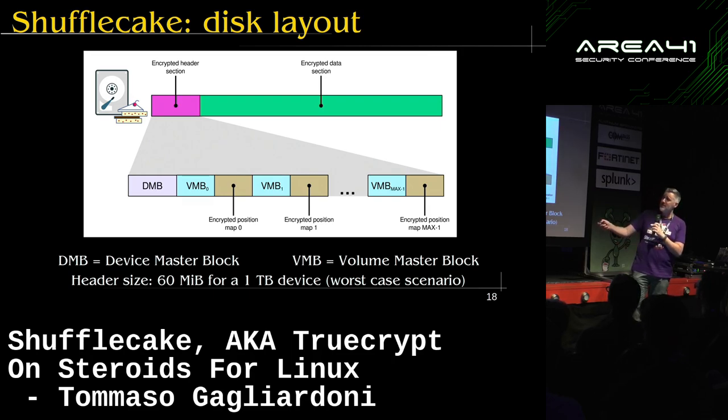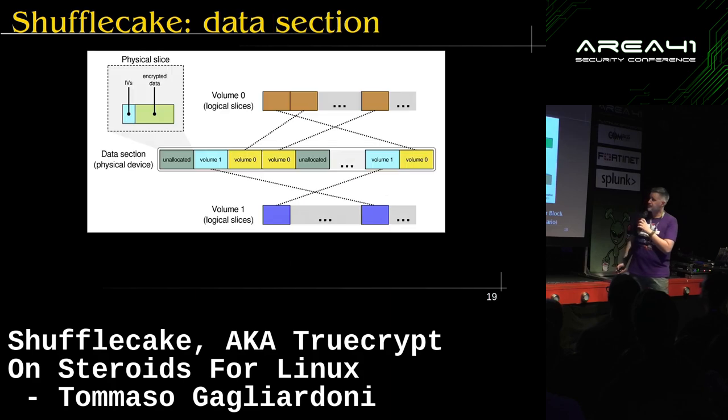There is your volume, with an encrypted header section and an encrypted data section. The encrypted header section provides subheaders for every volume that you want to have. All this is indistinguishable from random data without at least one password, so there is no distinction between encrypted data and header section without at least one password. The header size is not that big, it's a reasonable size. You can ignore it, basically.